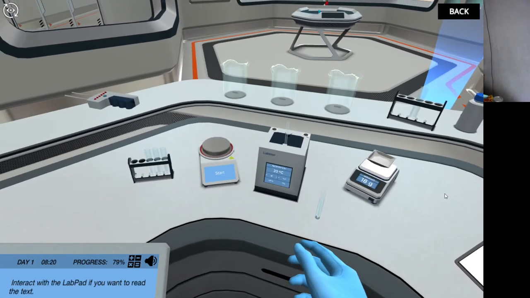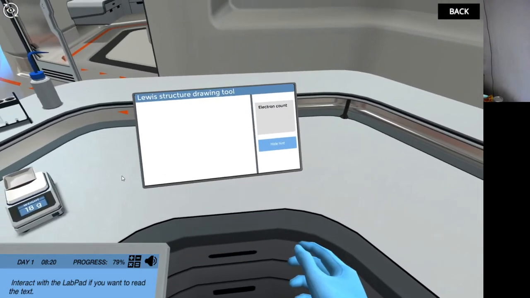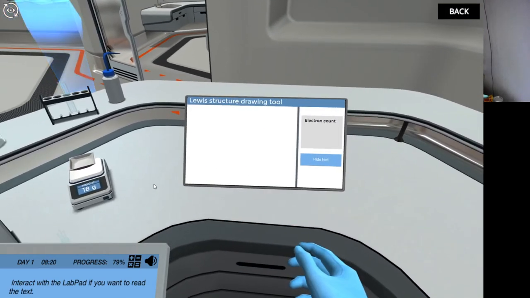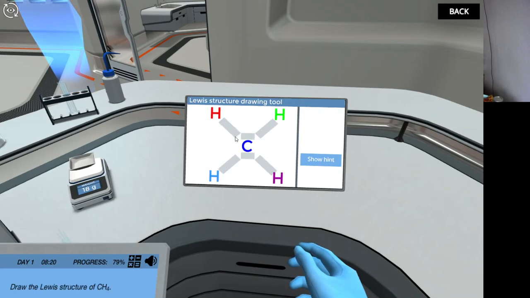Now it's your turn to draw. For each atom, check if the octet rule is fulfilled. If you need help, click on Show Hint to open the Electron Count window. Open the theory pages if you don't remember the 5 steps for drawing the Lewis structures. Draw the Lewis structure of CH4.